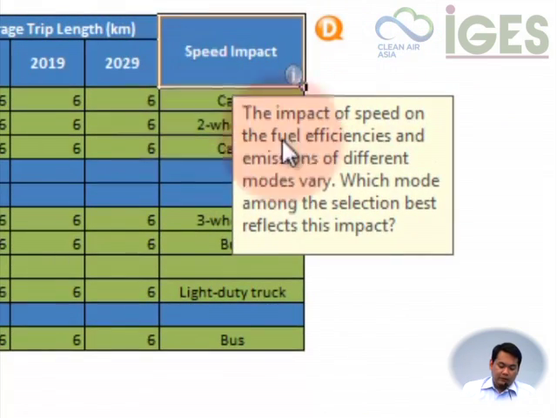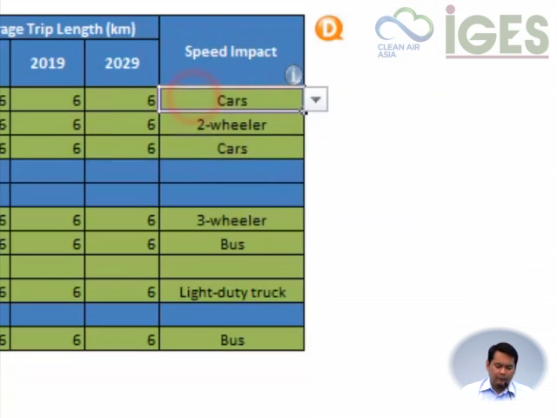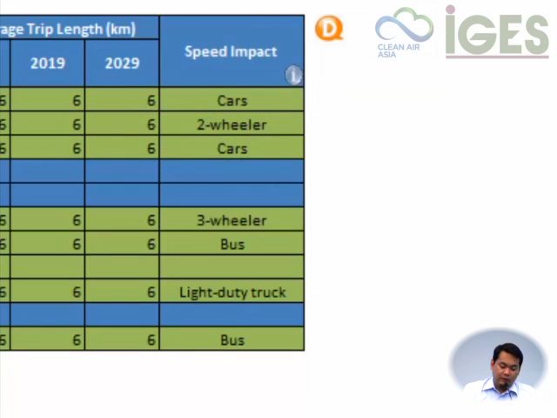And lastly, you would have here the speed impact. Again, there's an I here, so it gives you a brief explanation of what it is. It would ask you to select a mode that would best represent, you think, the impact of the speed in terms of the fuel efficiency and the emissions for the vehicles that you inputted.